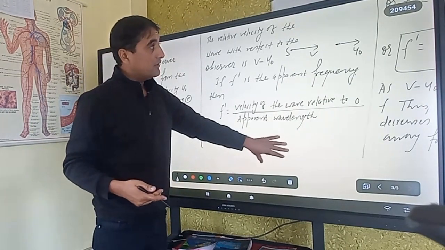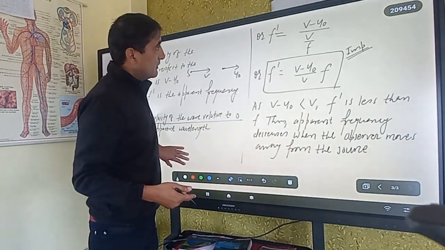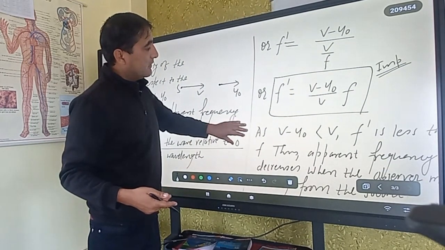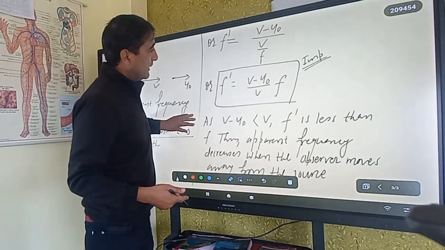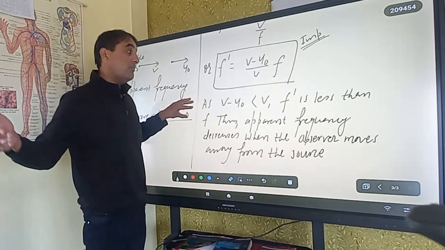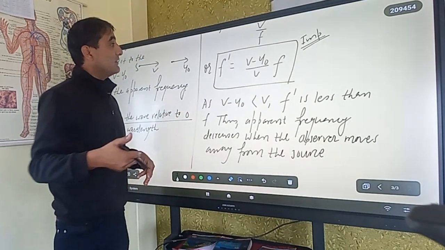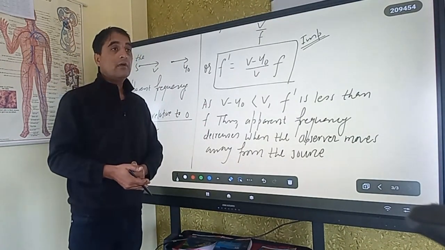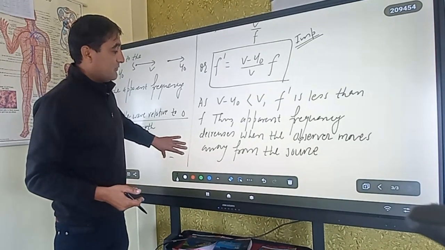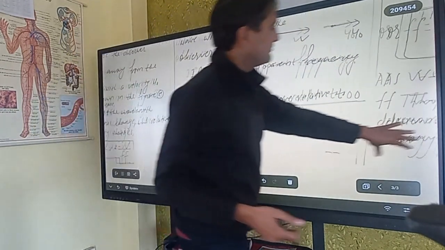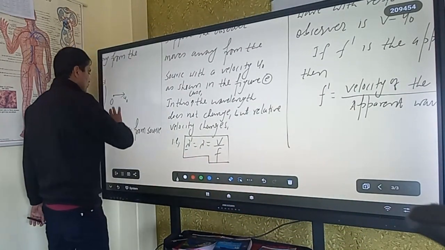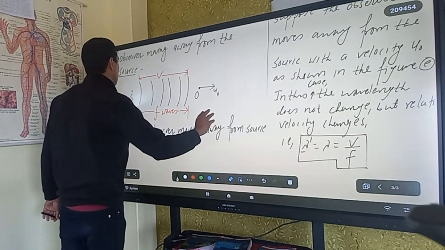And the apparent wavelength, substitute the values v minus u upon v by f, and you will get f prime equals v minus u upon v into f. Since v minus u is less than v, f prime is less than f. Thus, apparent frequency decreases when the observer moves away from the source. Our next case will be both source and the observer in motion.